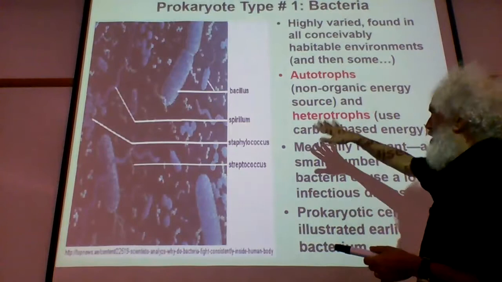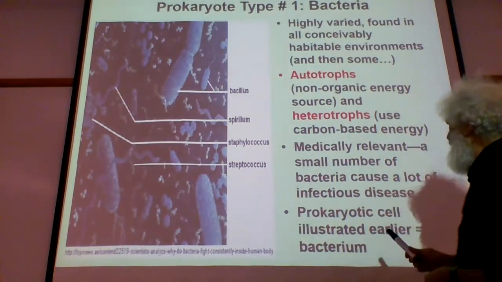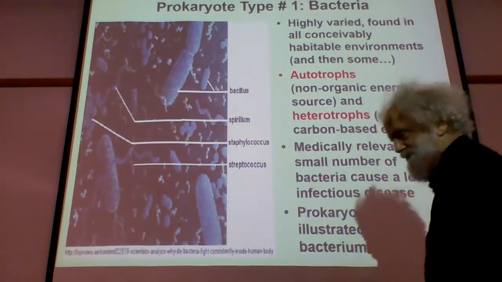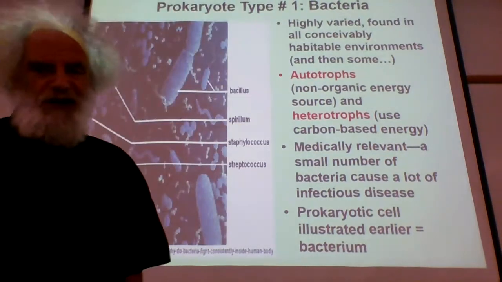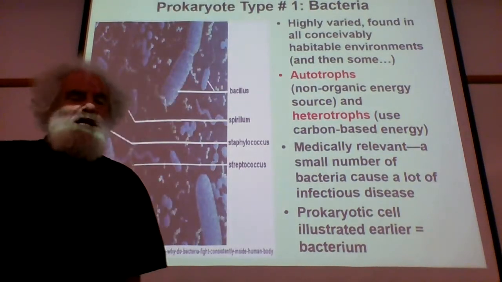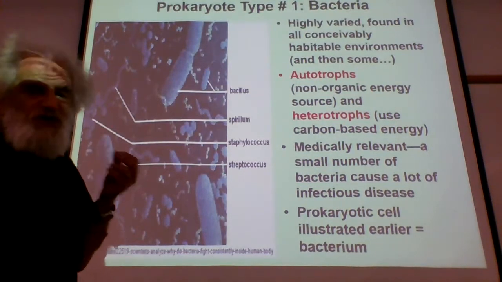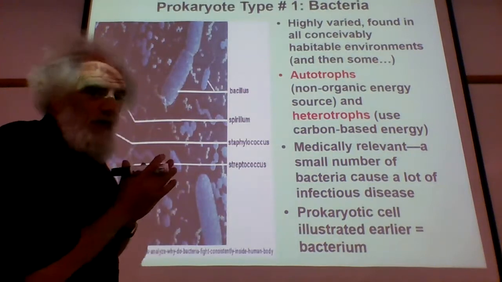Now, we are heterotrophs, and there are classes of bacteria that are also heterotrophs, and they use a carbon-based energy system. Sugar. They eat protein. They eat the flesh on your skin. All right.